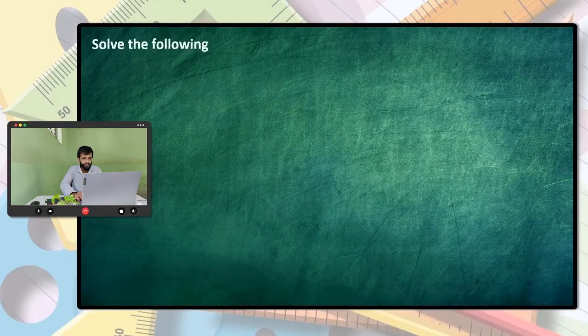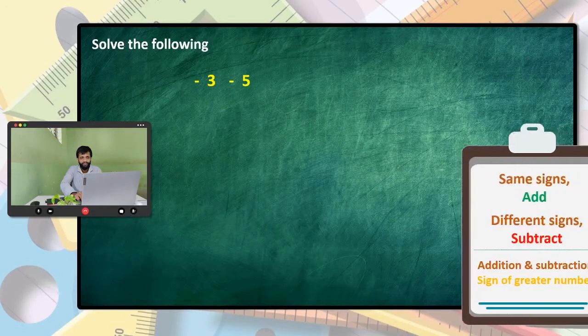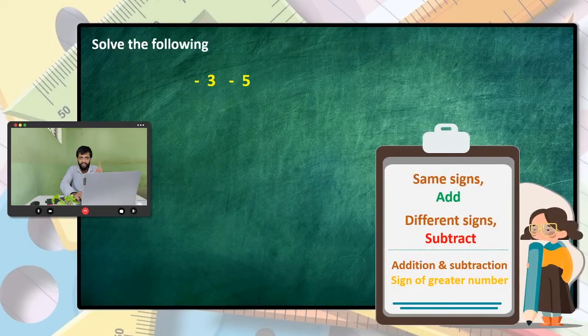Next I have two numbers now, minus 3, minus 5. Same signs we add, irrespective of whether it is negative or positive. We just looked at the numbers and I saw that two numbers are negative, they have the same sign, I will add. So 5 plus 3 will give me 8, and sign of the greater number, so minus. This is clear. Let us go to the next part.